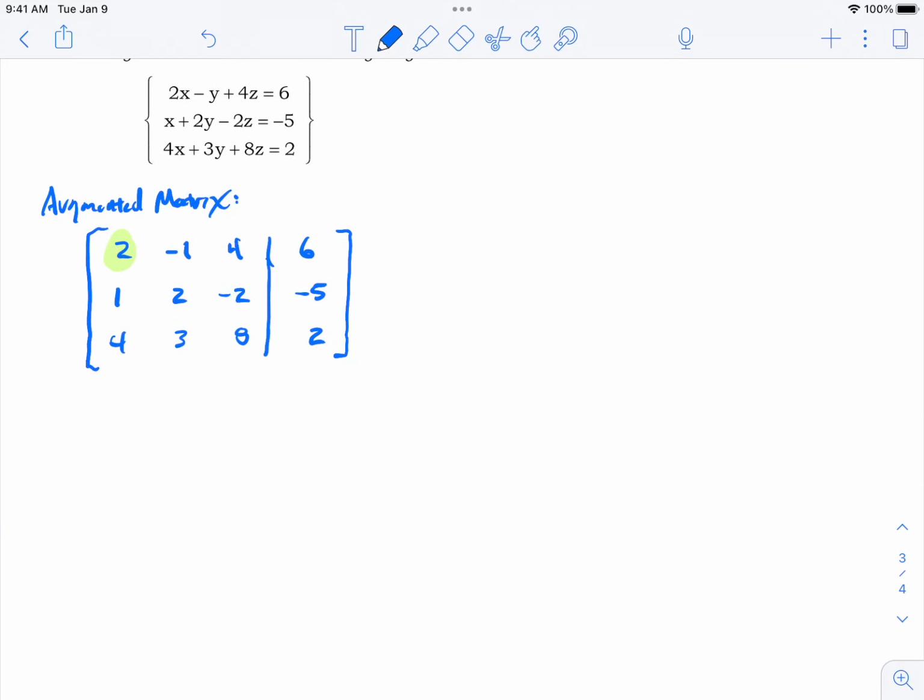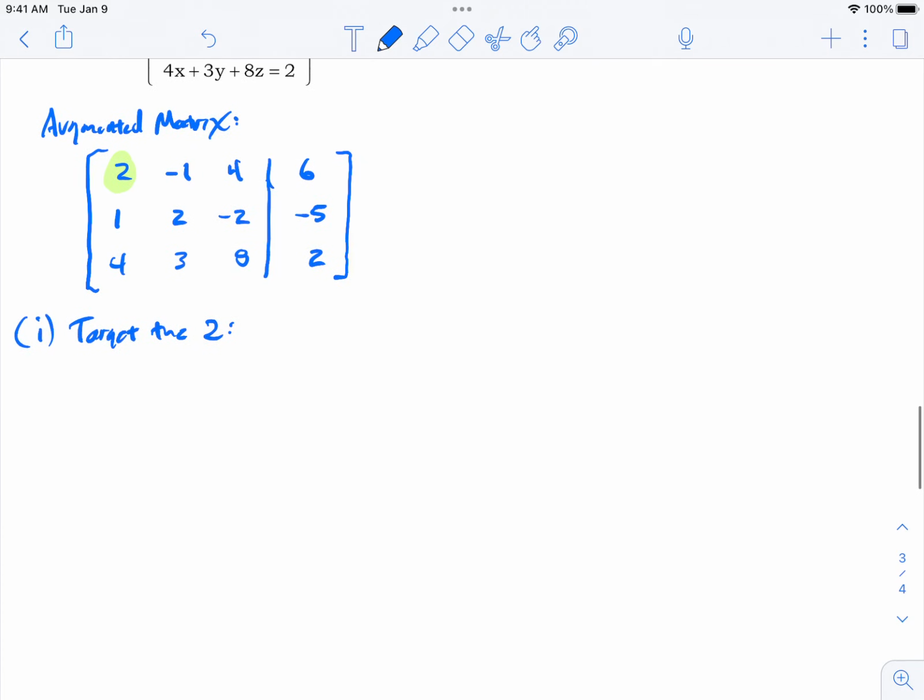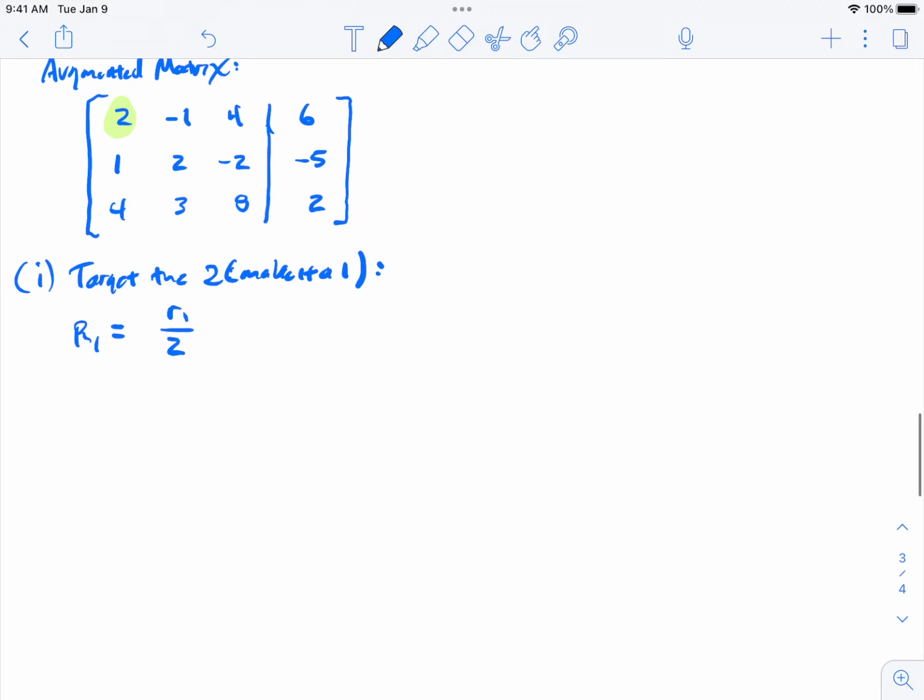Okay, so maybe I'll say something like target the 2. You want to make it into a 1. Make it a 1. There we go. So what row operation will we use? Well, we're going to make a new row 1. So capital R1 is going to be, take the old R1 and divide it by 2, right? So you have to think in terms of I'm dividing the top equation by 2 all the way across. If you want to call it a row operation, fine, but make sure you're doing the operation all the way across the entire row.